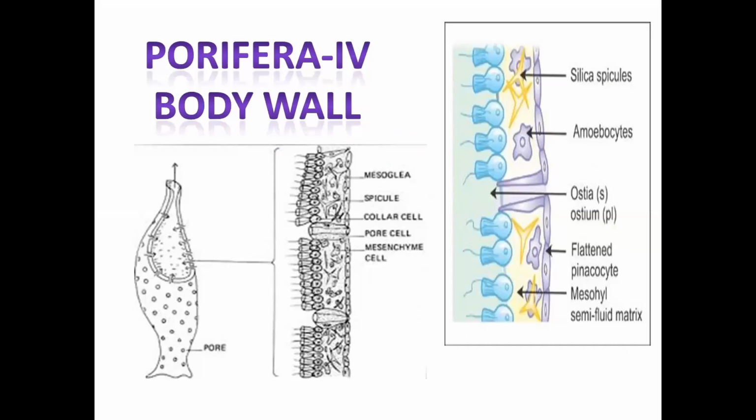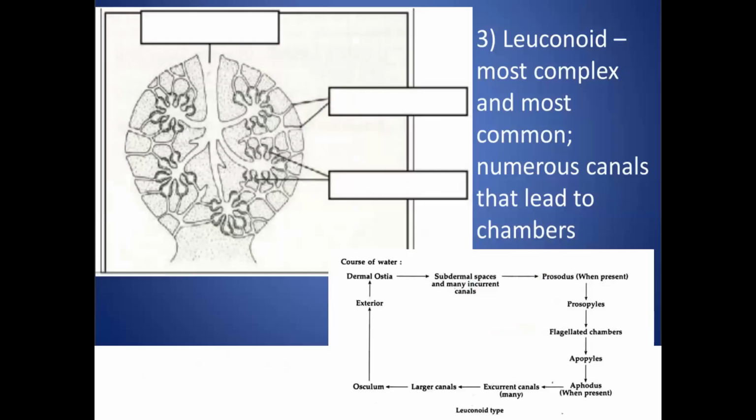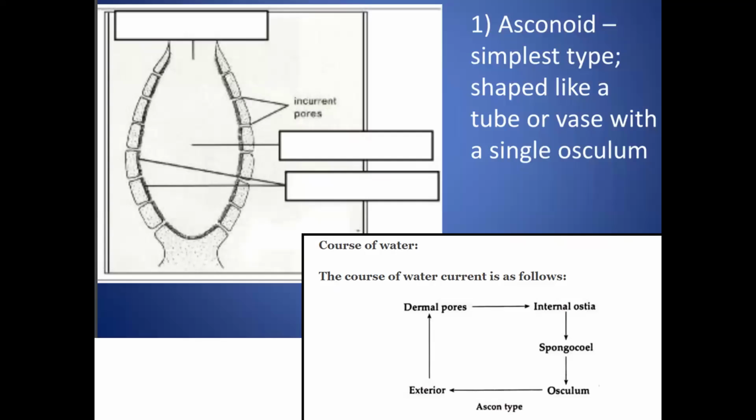Hello students. In the last lecture we have studied about the types of canal system in phylum Porifera. Just to have in review, we studied that there are three types of canal system. The first is the Ascon type, which is the simplest type.